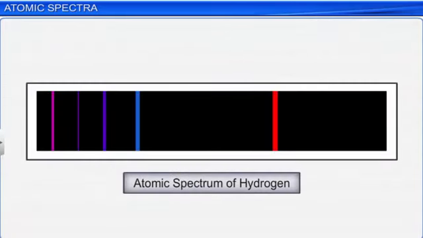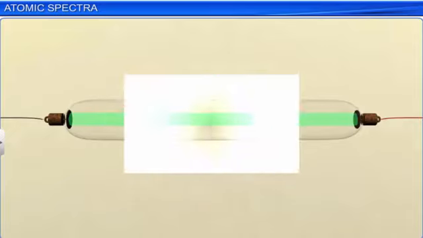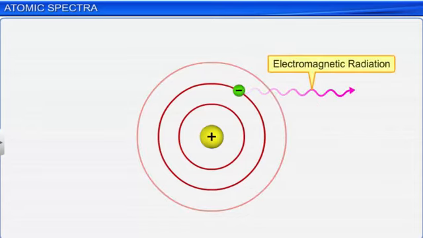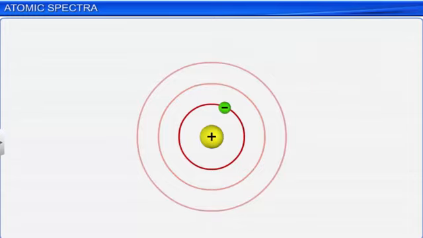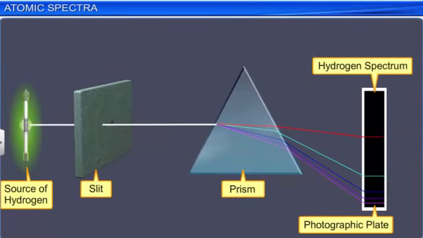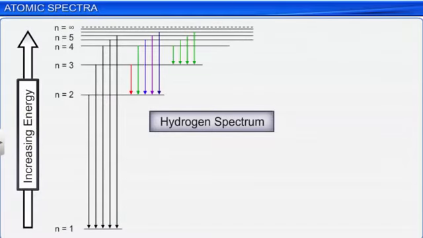Now, let us study the line spectrum of hydrogen, which is a one-electron system. When an electric discharge is passed through hydrogen gas, hydrogen molecules dissociate to produce energetically excited hydrogen atoms. These excited atoms emit electromagnetic radiation of discrete frequencies while coming back to lower energy levels. The resultant hydrogen spectrum consists of multiple series of lines that are named after their discoverers.